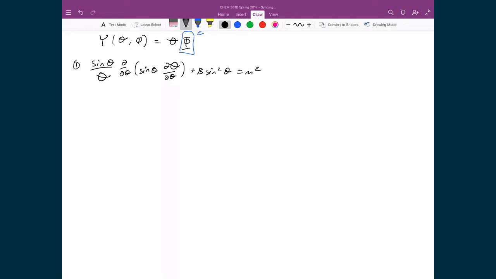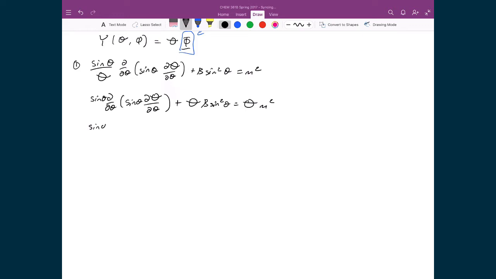So what I'm going to do is rearrange some of these terms. First, I will multiply both sides by capital Theta. If I do that, that cancels out this Theta on the bottom in the first term, and I'm left with sine theta d by d theta, sine theta d capital Theta by d theta, plus, in the second term, capital Theta beta sine squared theta, and that's going to be equal to capital Theta times m squared.